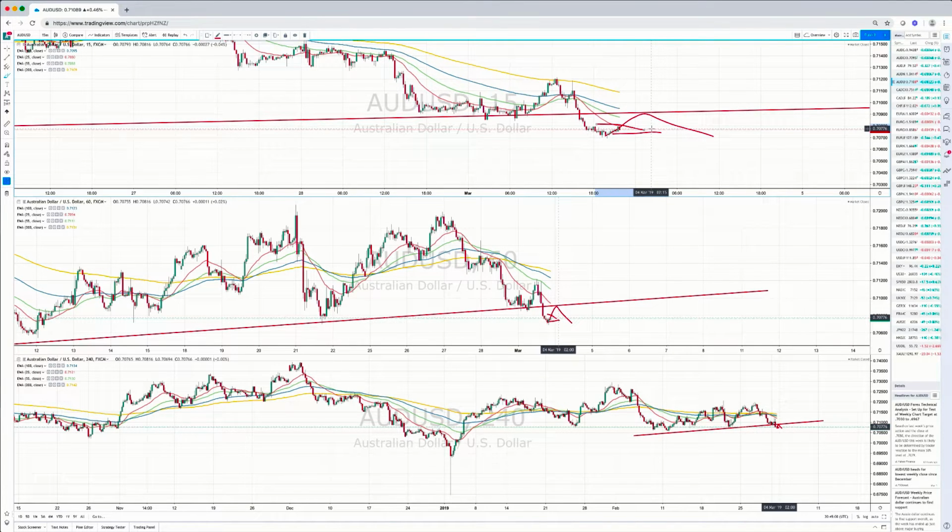I like the look of shorting this particular pair. We just need to wait for the right price action there, the right setup. We can't go chasing these trades. Ultimately, when you do that, you will come unstuck and you will end up losing money.